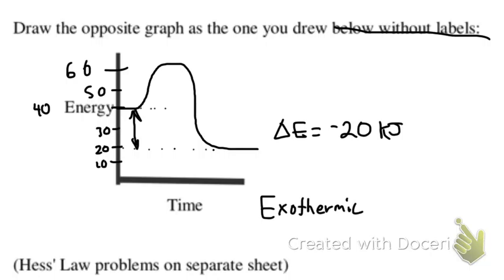You could also say, if you don't want to talk about negatives, that 20 kilojoules of energy was released. And then you don't have to call it a negative, you can just say that 20 kilojoules of energy was released. Alright, that's the study guide. Good luck studying. Come in early if you have any questions.